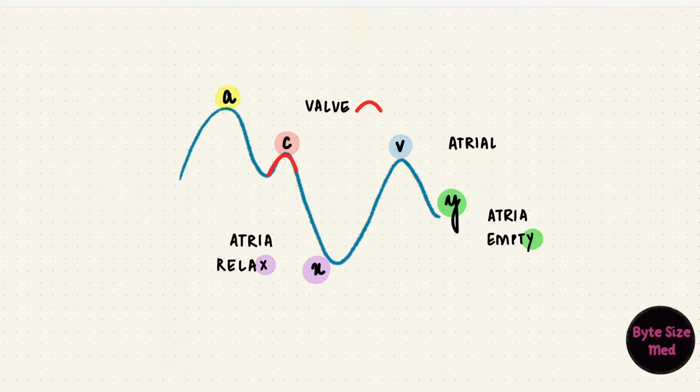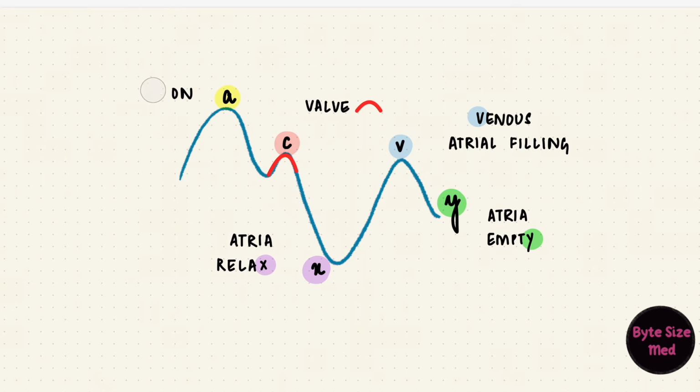V is when the atria fill. What empties into the atria? Veins. Venous atrial filling. That's how I remember it. The last is the A wave, when the atria actively contract. Atrial contraction.